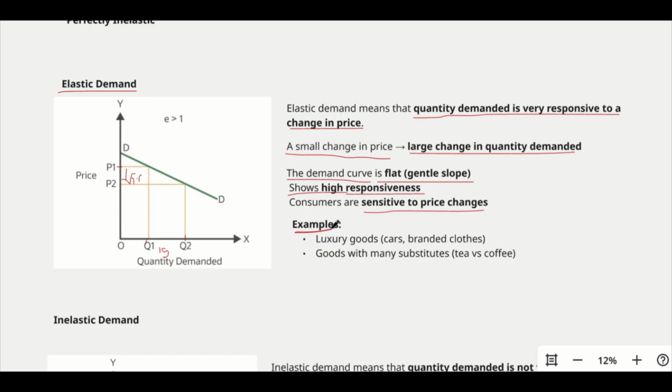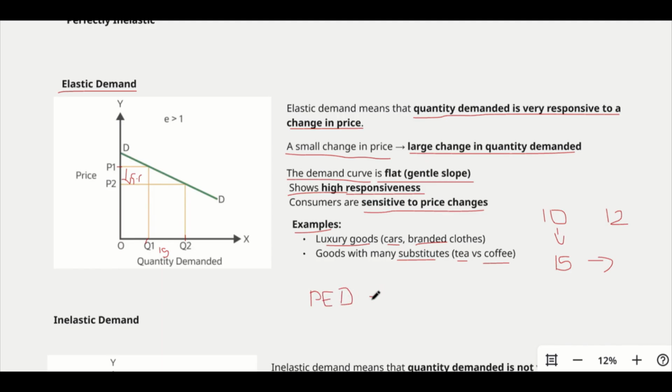The examples are luxury goods like cars, branded clothes, and goods with many substitutes, like tea versus coffee. For example, imagine the price of tea was 10 rupees and the price of coffee was 12 rupees. Suddenly, due to some changes in the tea powder, sugar, whatever it is, the price of tea becomes 50. There's a high chance that most of the people who used to drink tea will switch to coffee because it is cheaper and a substitute. Either tea or coffee will be fine. So most of the people might change to coffee. That is what we call elastic demand.